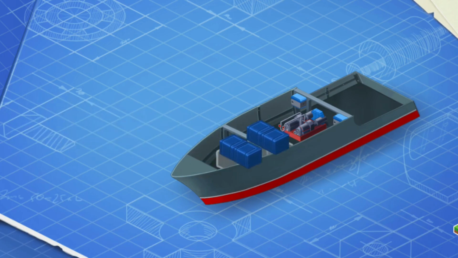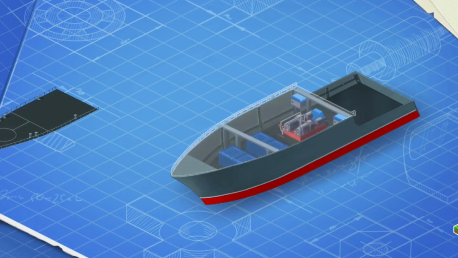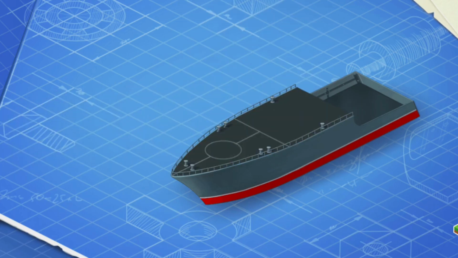These are the fuel tanks. Install them. The fuel tanks contain gasoline or other fuel. And now let's install a deck. It is a horizontal slab that separates the internal part of the ship from its external part.